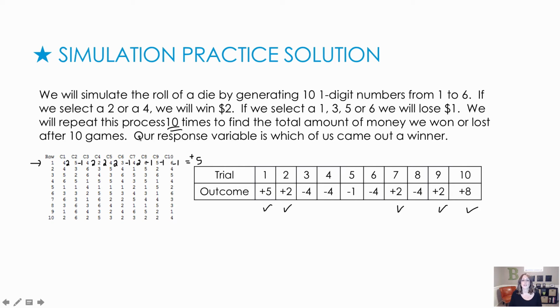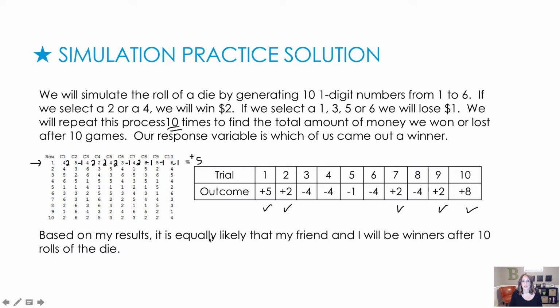Now, notice that the response variable was not how much did you make, how much would you win or lose, but who came out the winner. So the fact that I won $8 here and only lost $1 here isn't coming into play. What's coming into play is that I won 5 times and my friend won 5 times. So based on my results, it's equally likely that my friend or I will be winners after 10 rolls of the die. So I did 10 trials, and 50% of the time, 5 out of 10, I was the winner. 5 out of 10, my friend was the winner.